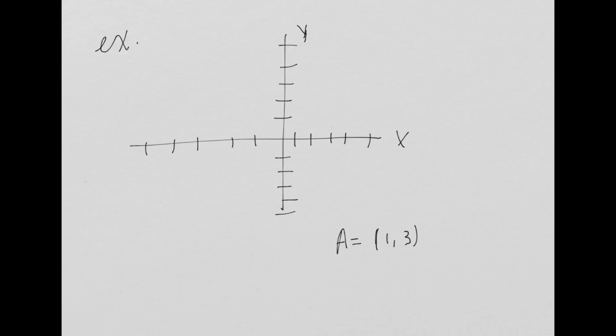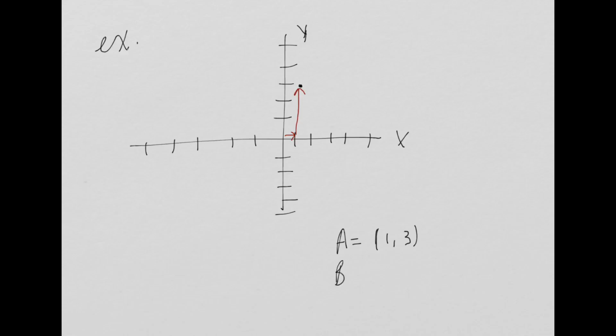So for example, if we were going to plot some points here, so here's x, here's y. Let's let my first point be 1, 3. So let's see, mark off some points. If I'm going to plot the point 1, 3, that's 1 in the positive x direction, 3 in the positive y direction. So how did we go there? We went 1 in the x direction, then up 3 in the y direction.